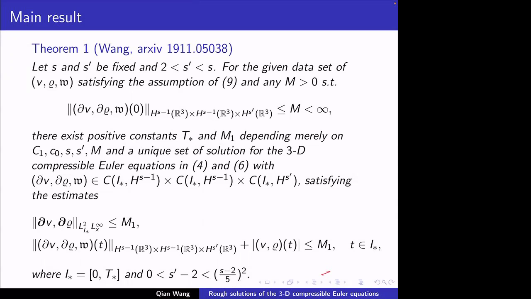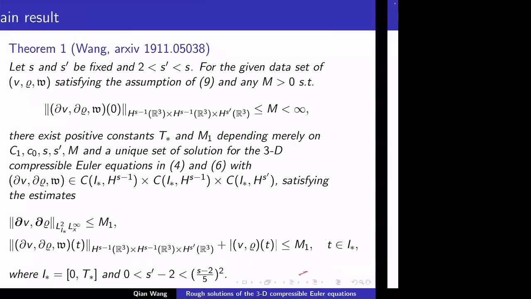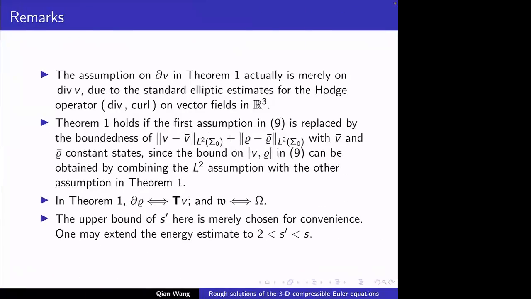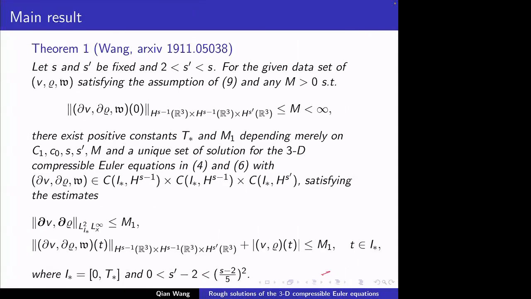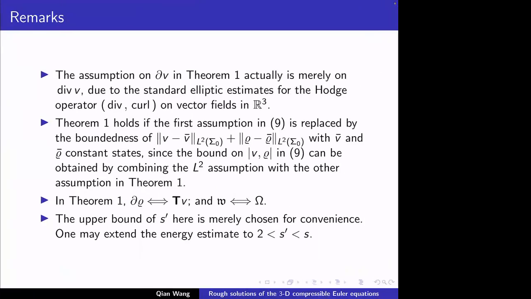If there is no question, I will move to the remarks. The remarks will be just on formality. For instance, I assume things about partial v. Actually, you can replace the assumption on partial v by dv, because you can always apply elliptic estimates for this operator div and curl in R3.